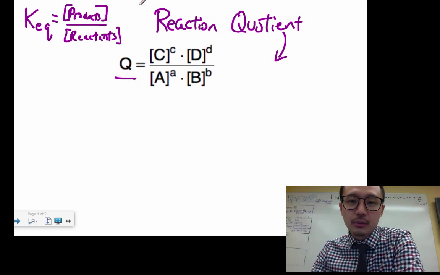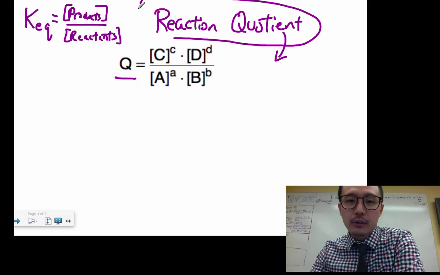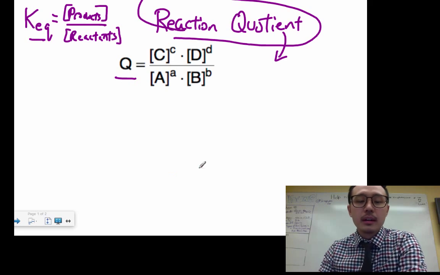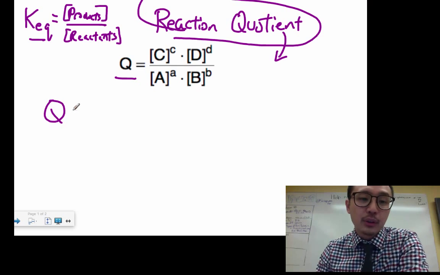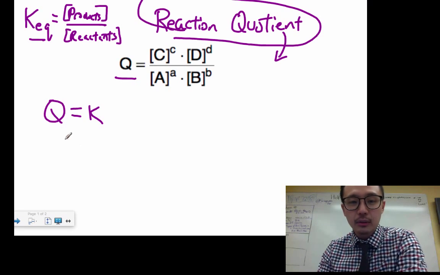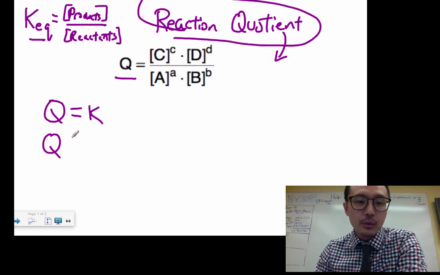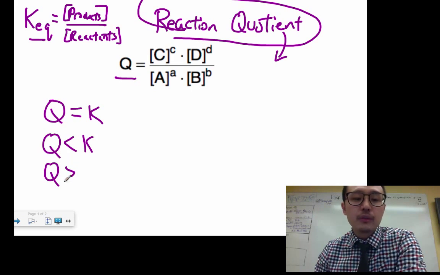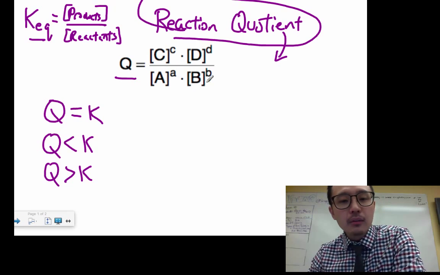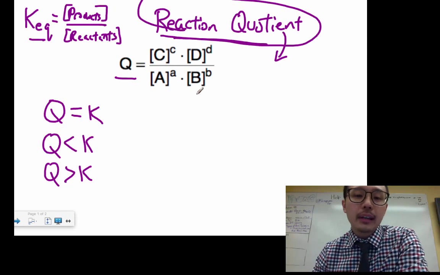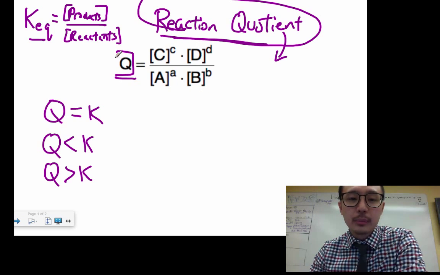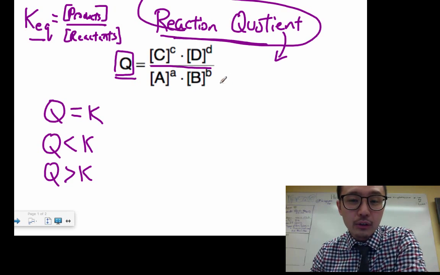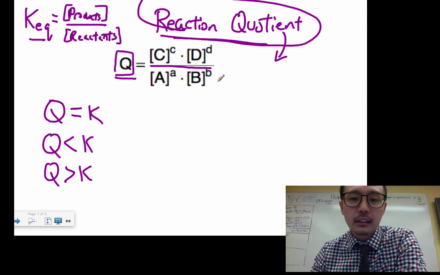And this is going to look at your reaction quotient compared to K. So basically, once you get your reaction quotient, you're going to compare: is Q the same as K, your equilibrium constant, is your Q less than K, or is your Q greater than K? How you calculate your reaction quotient is exactly identical to your equilibrium constant. You have your products and your reactants, and you're finding the ratio between the concentration of your products and the reactants.